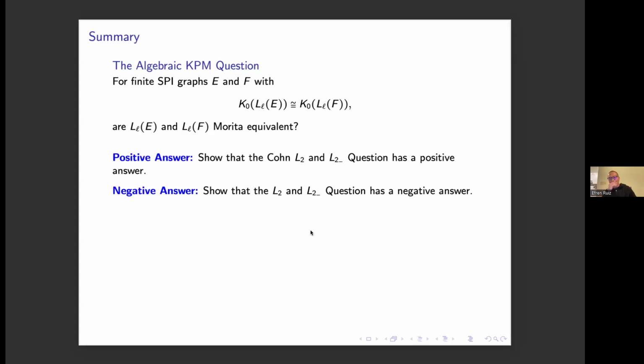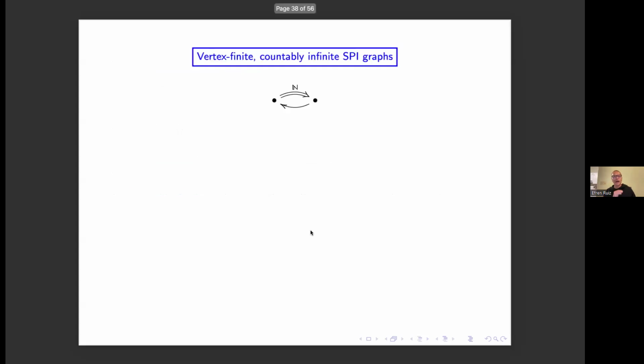Okay, so with the 9 minutes I have left, I just want to briefly go over what happens beyond the finite graph case, because it has a very interesting contrast: some of the things we have, not automatically, are different from the finite case. Okay, so I'm going to talk about only vertex finite, so finitely many vertices, and countably many infinite edges.